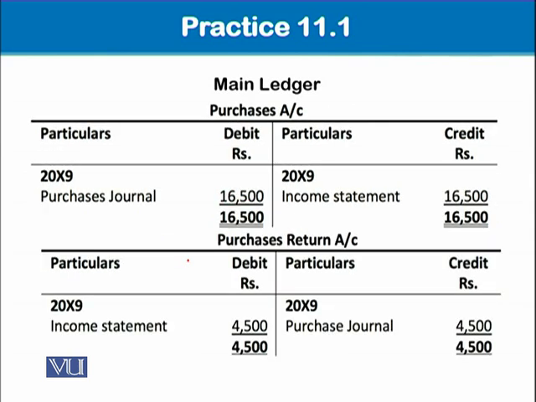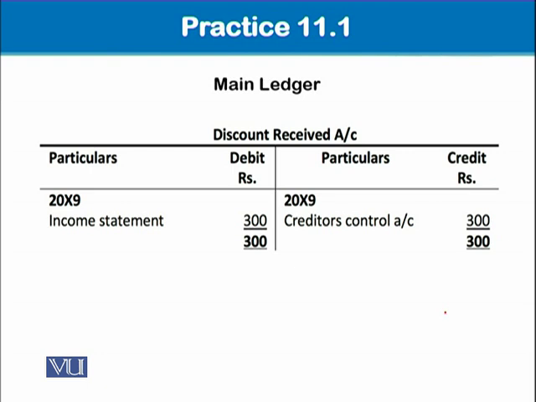And now see the posting in purchase account in main ledger. Yes, this is the same total of the purchase journal, and this is the same total of the purchase return journal, 4,500. Okay, and this discount received is the total of the discount received column appearing in the payment side of the cash book. Yes, you have traced it.